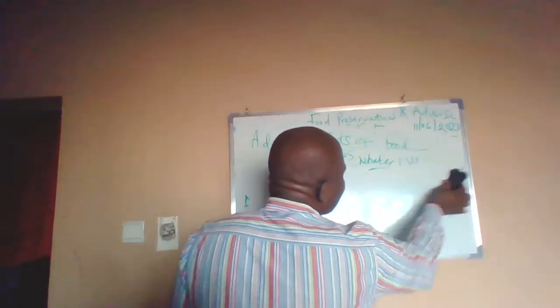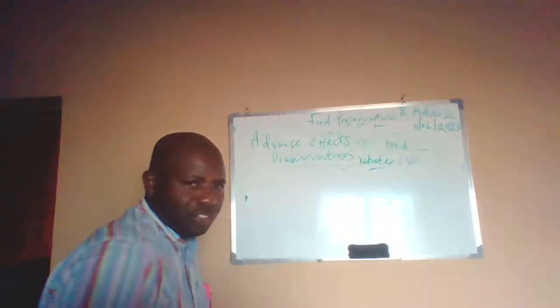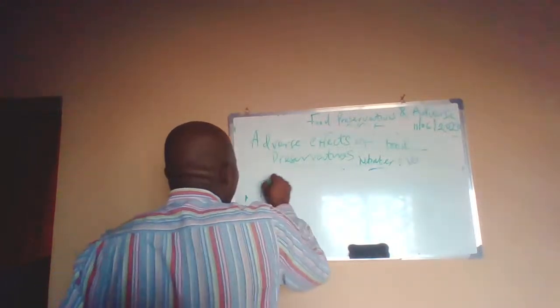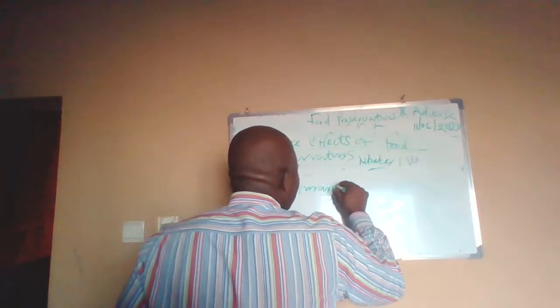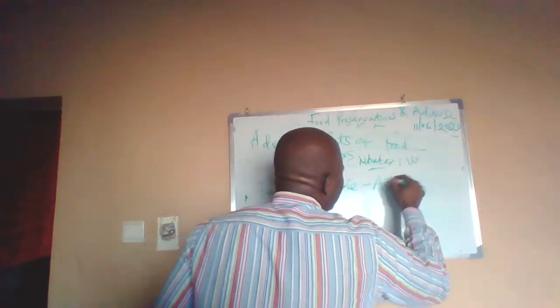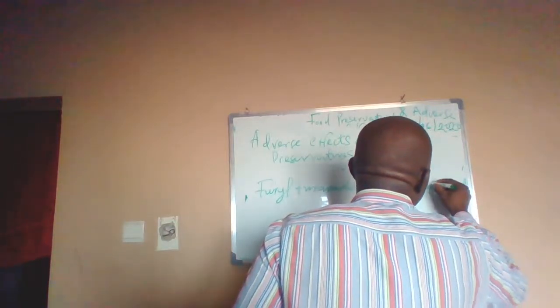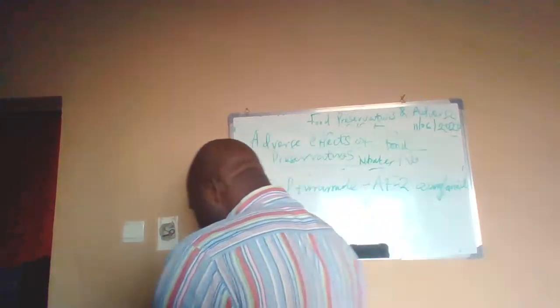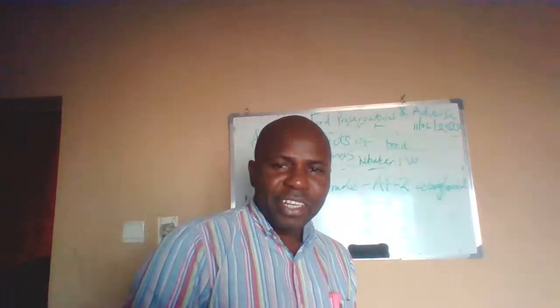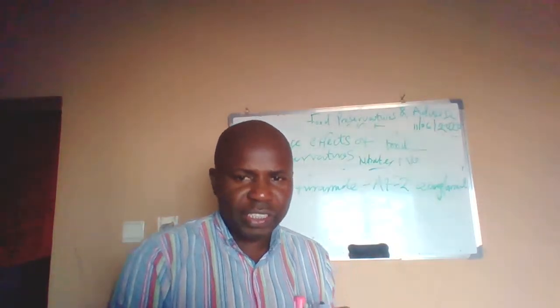So we want to move to another food preservative that we normally use in the food industry. Furfuramide, that's AF2, and acrylamide. This is another very important food additive or food preservative that is being used in the food industry.